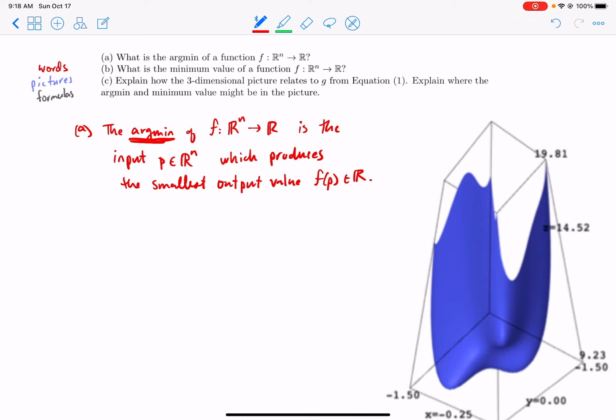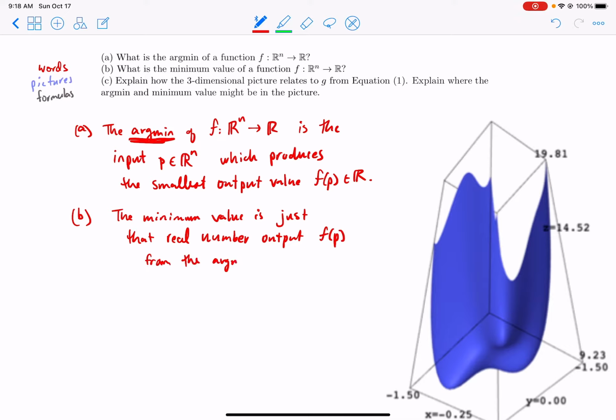It comes from the fact that we sometimes call inputs arguments of a function. B. What is the minimum value of a function? The minimum value is just that real number output f of p from the argmin p. So in other words, the minimum value is f of p, where p is the argmin.